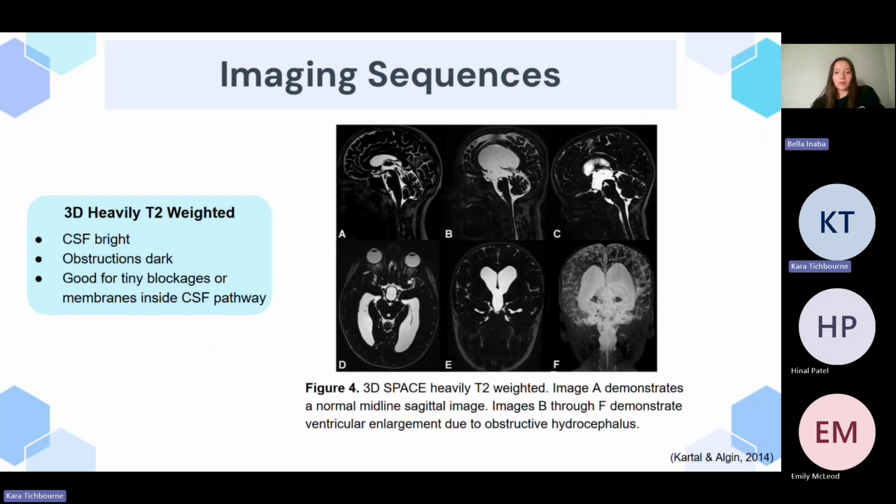A 3D heavily T2-weighted sequence is helpful because CSF appears very bright while obstructions appear dark, and this makes the sequence useful for identifying small blockages within the CSF pathways. These heavily T2-weighted 3D images are useful because they make CSF very bright, which creates strong contrast between the CSF and any dark obstruction. Image A shows a normal midline sagittal appearance, while images B through F show hydrocephalus. Because the CSF pathways are so clearly outlined, this type of sequence can help identify where the obstruction is occurring.